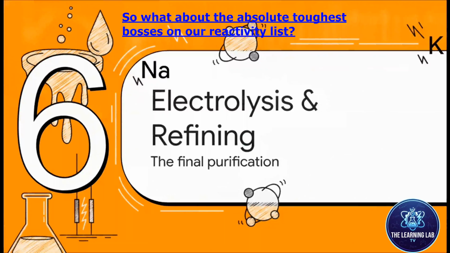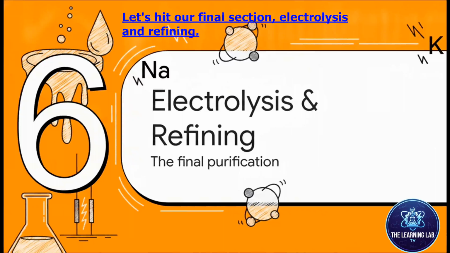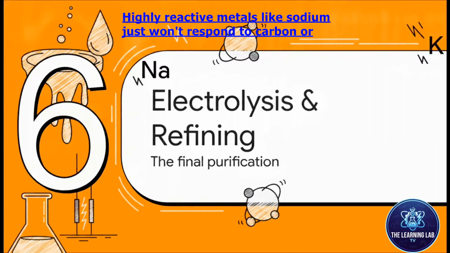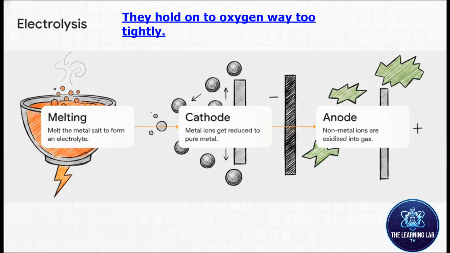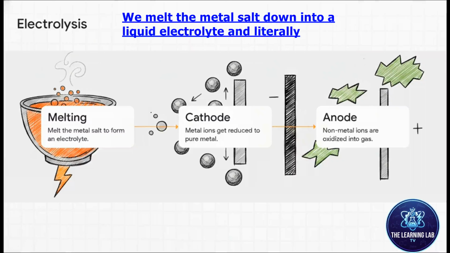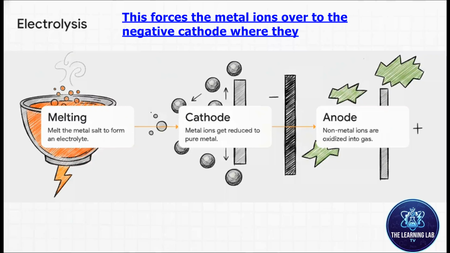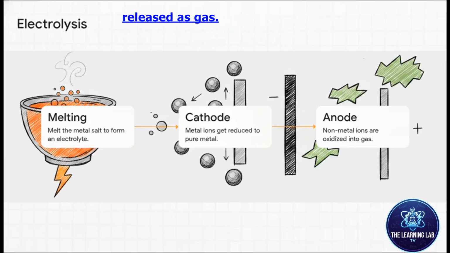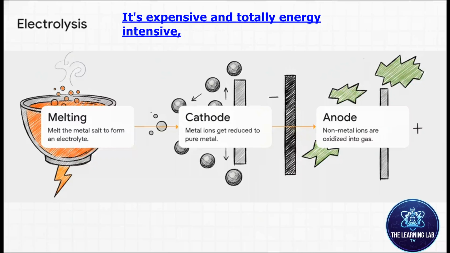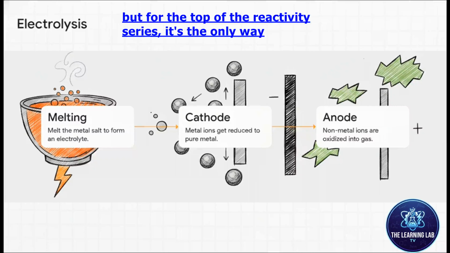So what about the absolute toughest bosses on our reactivity list? Let's hit our final section, electrolysis and refining. Highly reactive metals like sodium just won't respond to carbon or simple displacement. They hold on to oxygen way too tightly. So we bring in the heavy artillery, electricity. We melt the metal salt down into a liquid electrolyte and literally zap it with an electric current. This forces the metal ions over to the negative cathode, where they become pure metal. The unwanted elements get pushed to the positive anode and are released as gas. Yes, it's expensive and totally energy intensive, but for the top of the reactivity series, it's the only way to win.